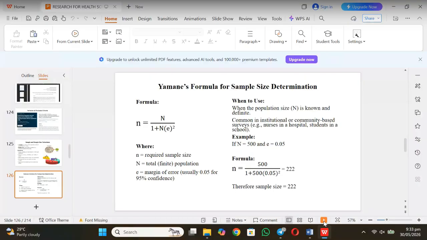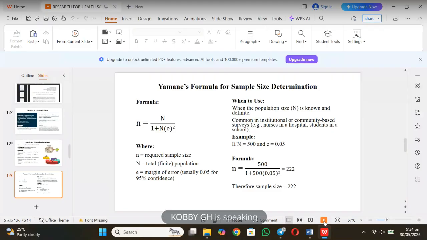When the population size is large, because if the N is big in Yamani's formula, the sample size will be big. So in such a situation, you will not use Yamani. So what are the conditions for using Yamani's formula? One, when the population size is known and definite, meaning simply put, when you know the N. Two, when the population size is large, you can't use the Yamani's formula. You can only use the Yamani's formula when the population size is small enough.